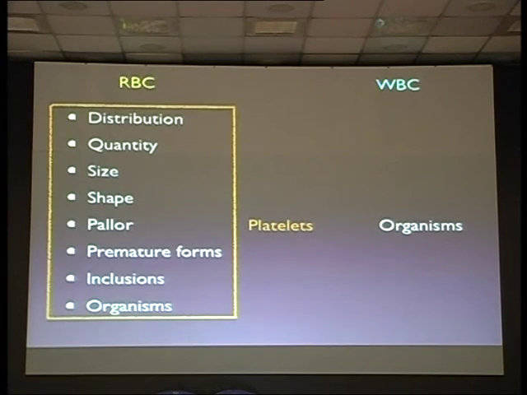In the RBC you see the distribution, quantity, size, shape, and what the pallor is. In a normal RBC, the central pallor should be 1/3. If it is more than 1/3 of the cell, it's hypochromic. Previously we used the term hyperchromic, now it is not used. Shape, pallor, premature forms, inclusions and organisms.